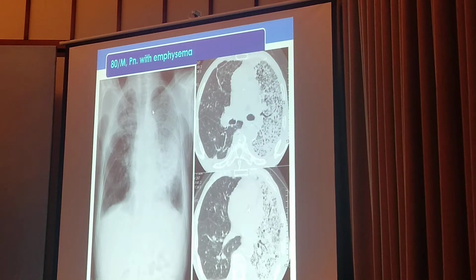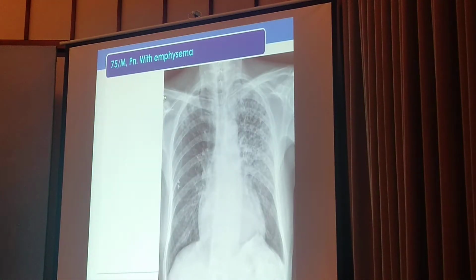But be careful. This case shows a large area of airspace consolidation, almost the whole left upper lobe, and CT shows left upper lobe airspace consolidation. But on careful examination of the CT, you will find diffuse centrilobular emphysema. In another case, you see mottled consolidation on the right upper lobe and a large area on the left upper lobe, with an inhomogeneous mottled appearance. So a mottled appearance should be diagnosed as tuberculosis.